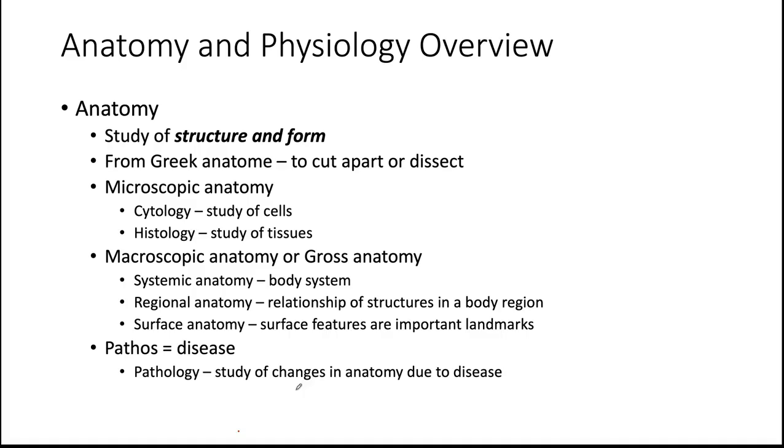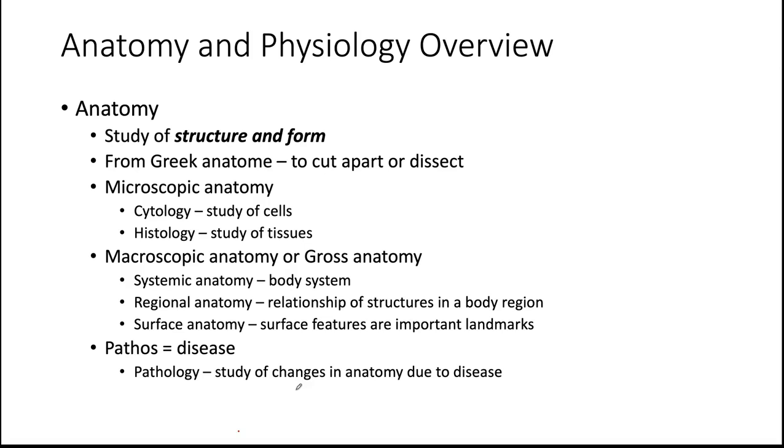So we can look at structures as small as cells and look at the form and the structure of those cells. That's called cytology. Cells come together to make tissues, and if we look at tissues under the microscope, that's called histology. At the macroscopic level or gross anatomy, those are larger structures, organs or body systems. And we can look at those in different ways.